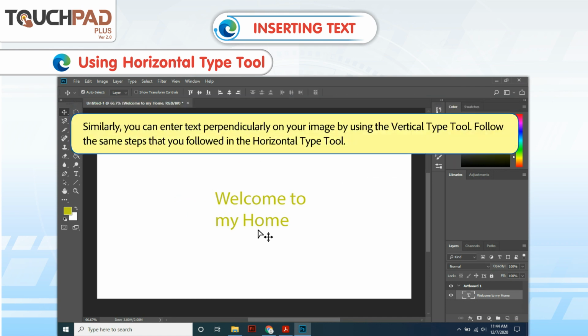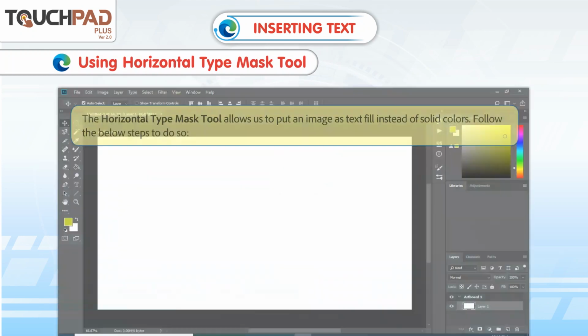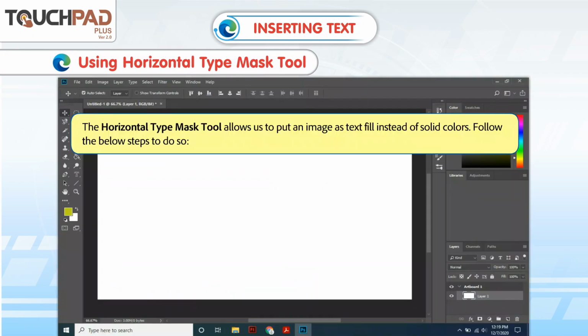Similarly, you can enter text perpendicularly on your image by using the Vertical Type tool. Follow the same steps that you followed in the Horizontal Type tool. Using Horizontal Type Mask tool. The horizontal type mask tool allows us to put an image as text fill instead of solid colors. Follow the below steps to do so.